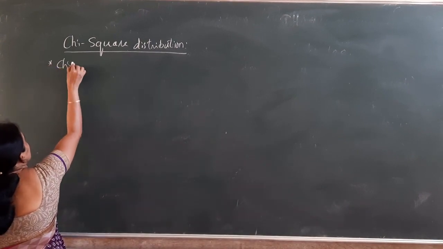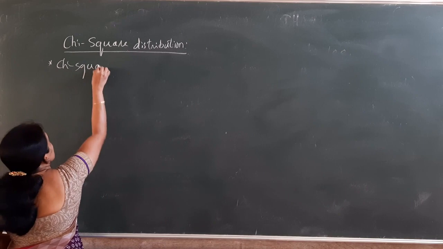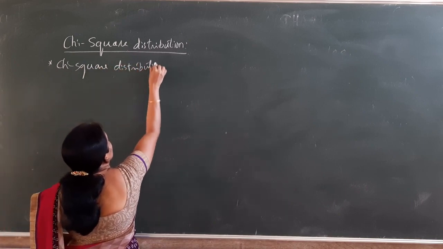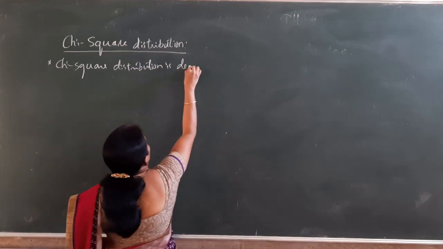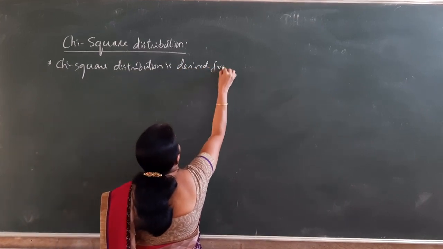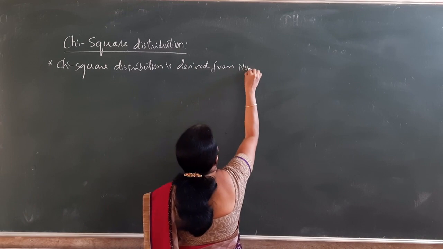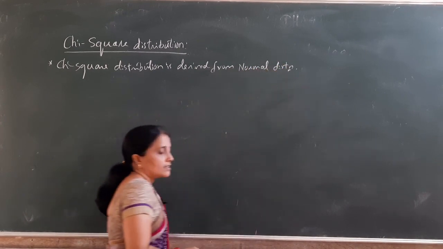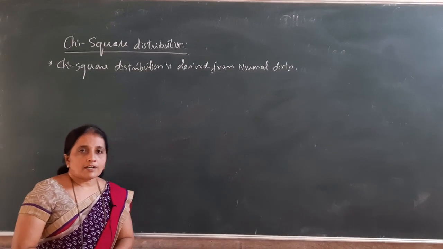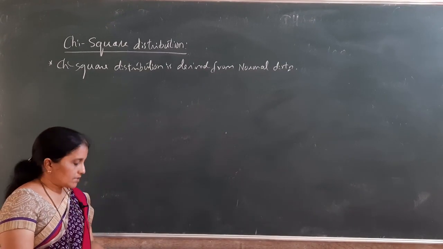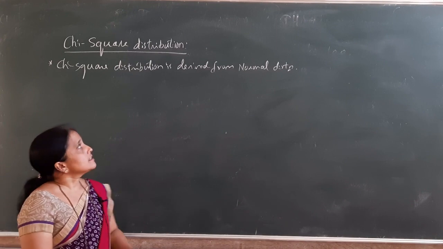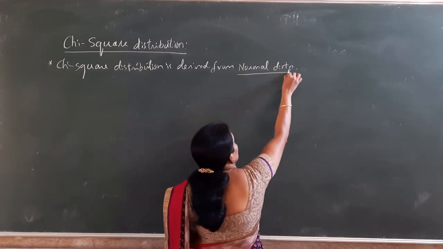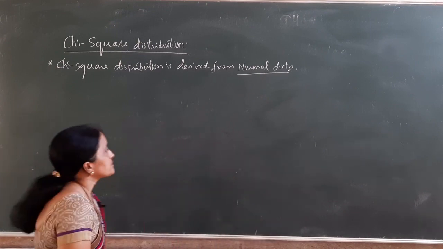So, chi-square distribution is derived from normal distribution. From which distribution is chi-square distribution derived? The answer is, chi-square distribution is derived from normal distribution.